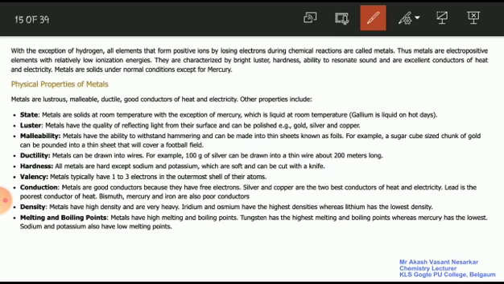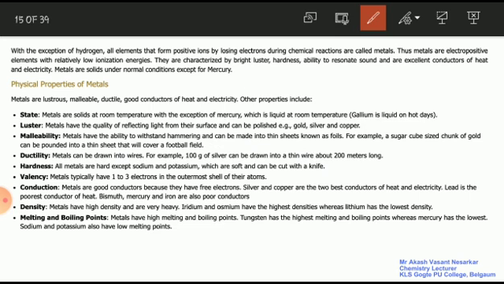Thus metals are electropositive elements with relatively low ionization energy. If the elements have low ionization energy, that is, the energy required to lose the electron is low, then those elements are metals.